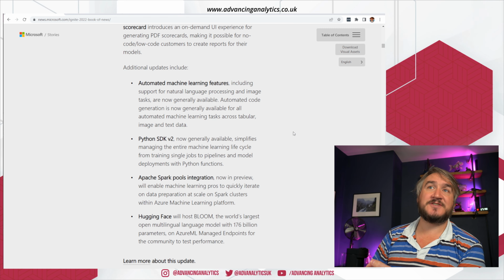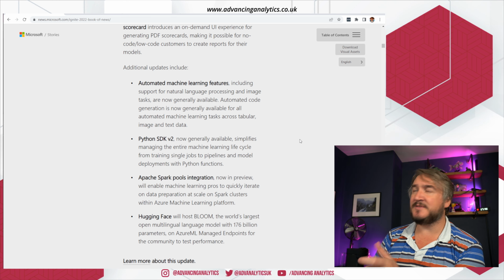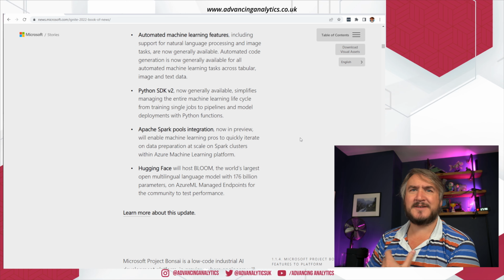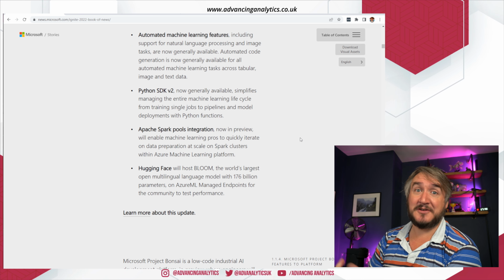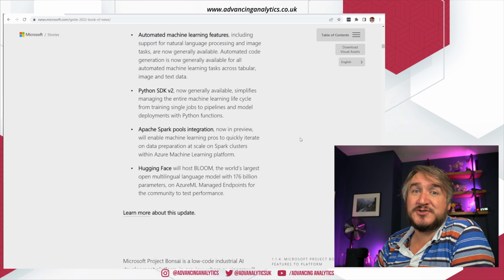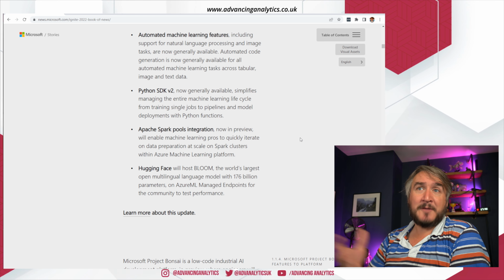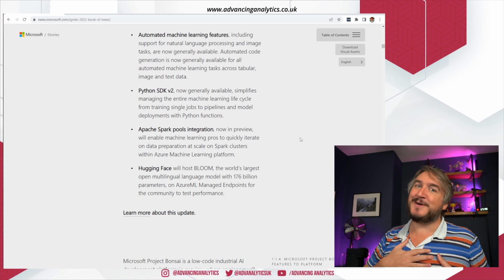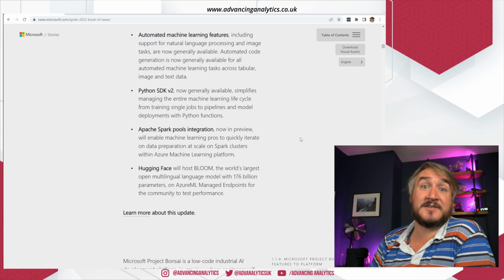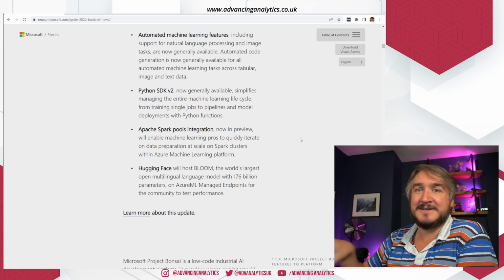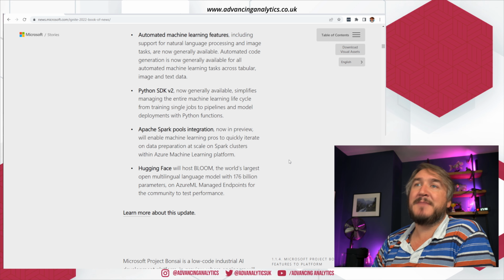Other bits and pieces that we've got. So some more automation, some more kind of pushing things out, more in terms of AutoML. So that's kind of when it's generating the model for you. Improved Python SDK, so you can do some more stuff. You can do better automation of Azure Machine Learning itself. Spark pools, again, you know I love a bit of Spark. So being able to do more things on top of Spark and using those kind of Spark clusters directly from Azure Machine Learning rather than having to build things and then push it over makes a lot of sense.